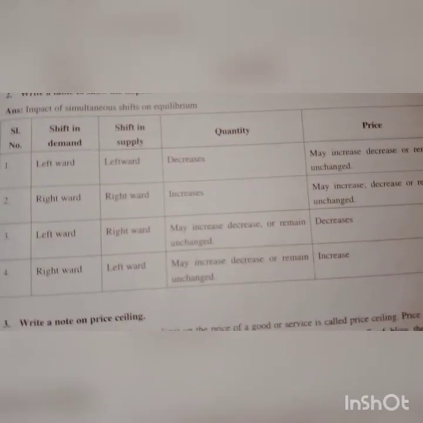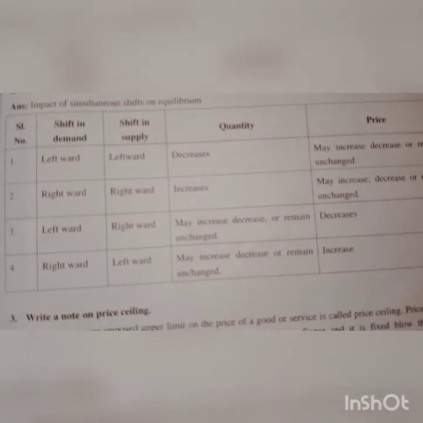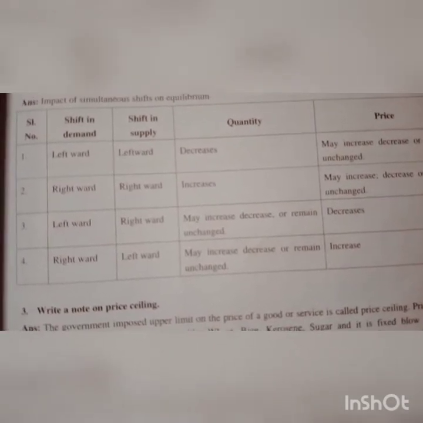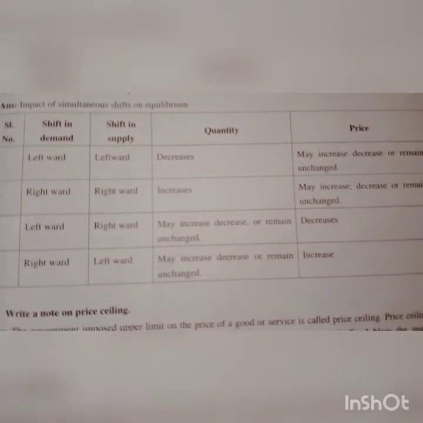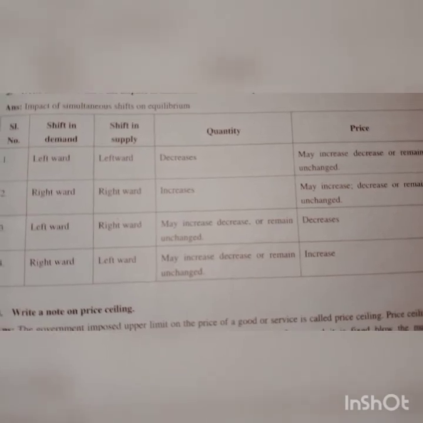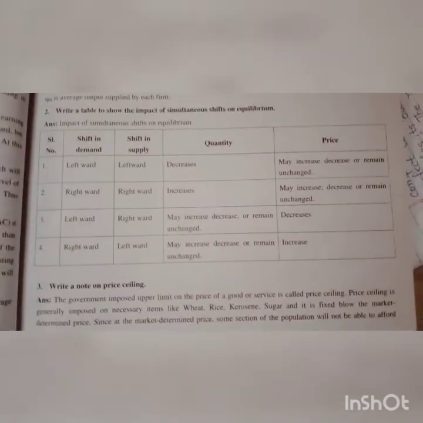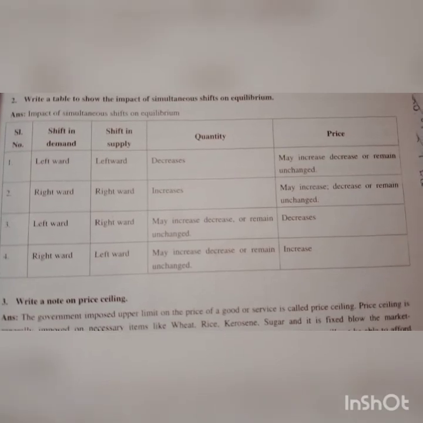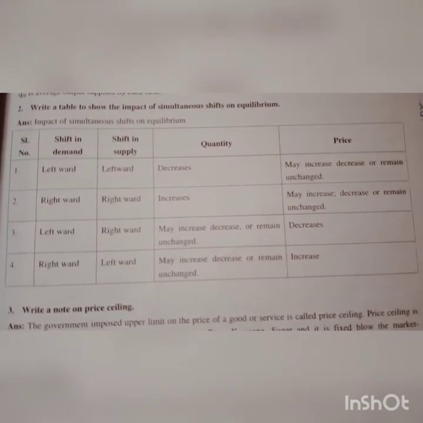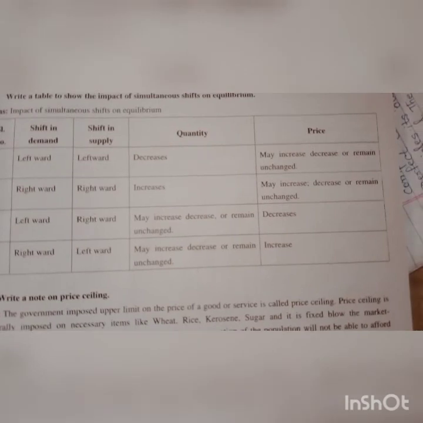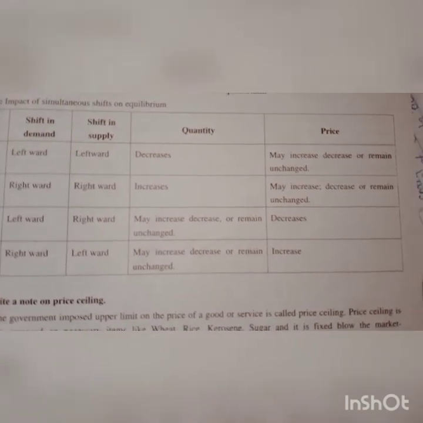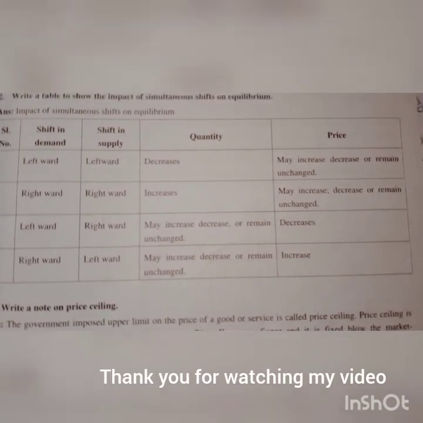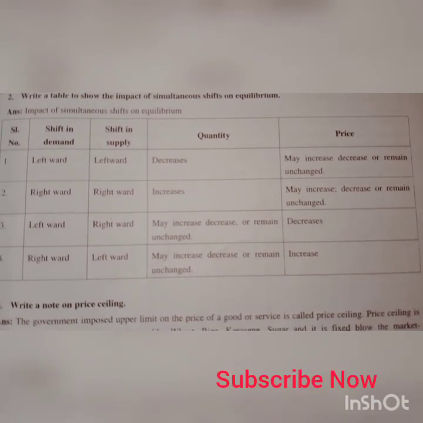Have a look at it. When the shift in demand is leftward and the shift in supply is rightward, the quantity may increase, decrease or remain unchanged, and the price will increase or decrease. This table is very easy to remember. Just remember shift in demand, shift in supply, quantity and price, and you can easily work out how this table is.